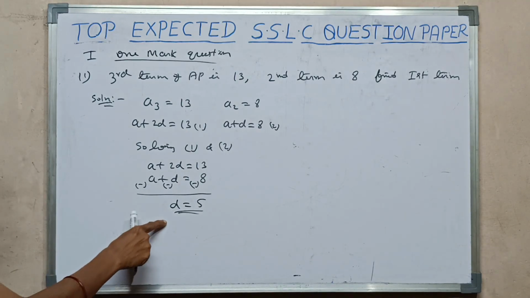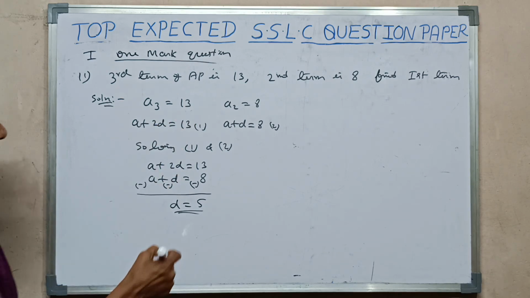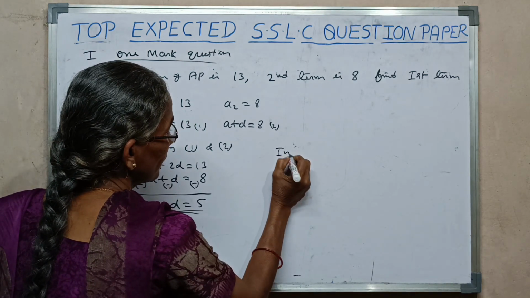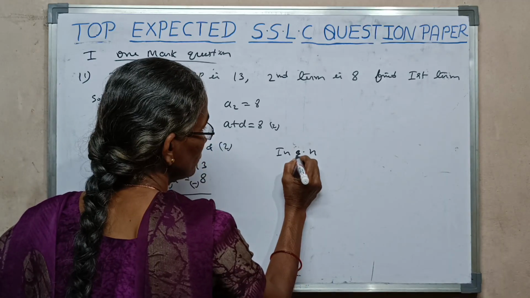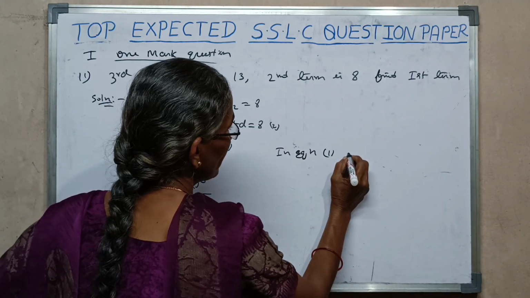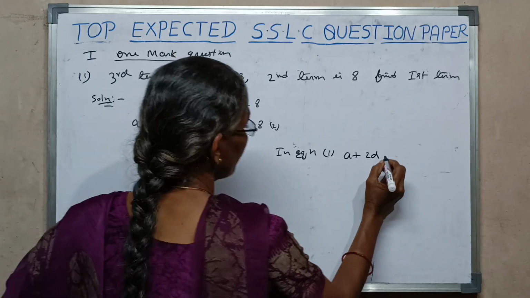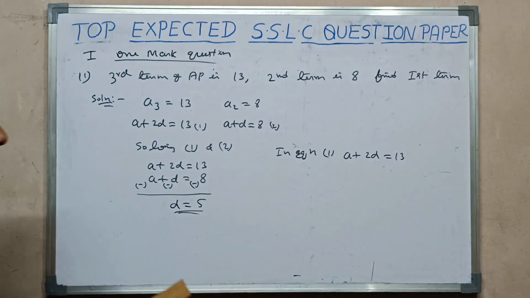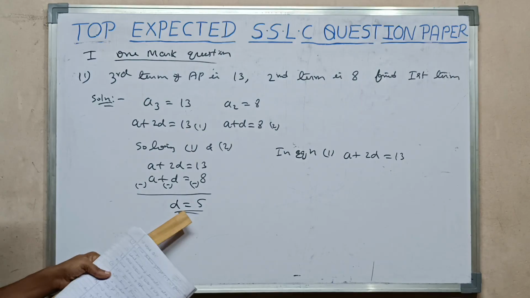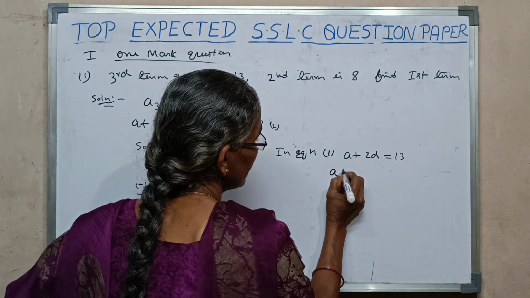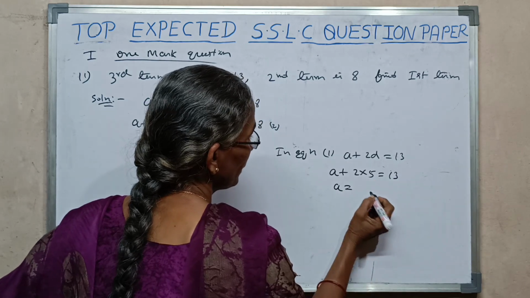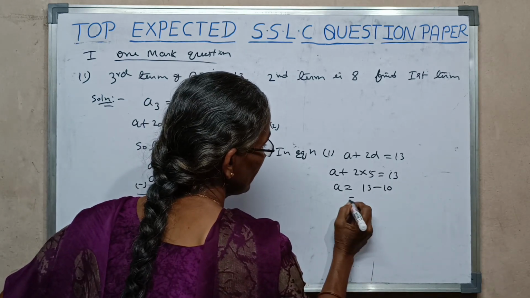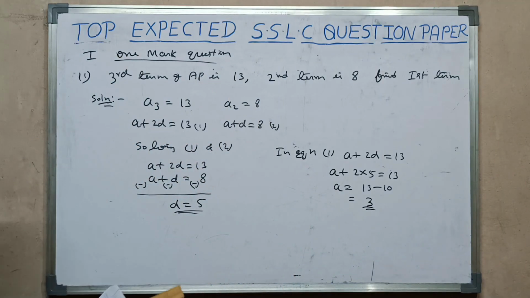After getting the D value, we have to find the A value. In equation 1, A plus 2D is 13. We already have D equal to 5, so A plus 2 into 5 equal to 13. A equal to 13 minus 10, which is 3. So the first term is A.